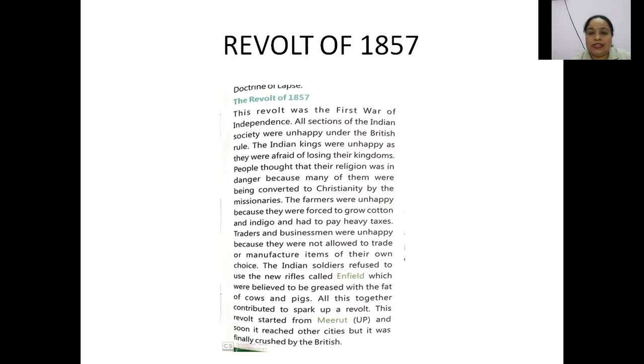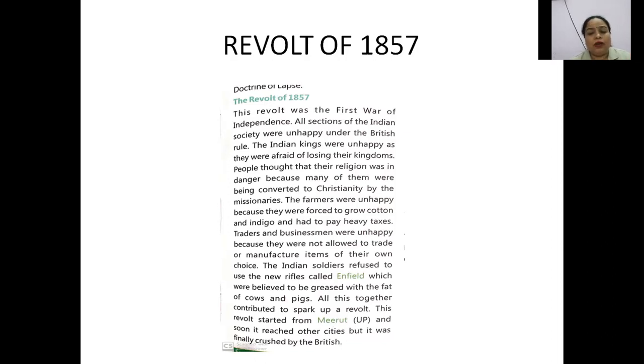So among all these sections of society, the Indian kings were also unhappy, as they were afraid of losing their kingdom. Why were the kings unhappy? Because they thought that the Britishers would take their kingdom.